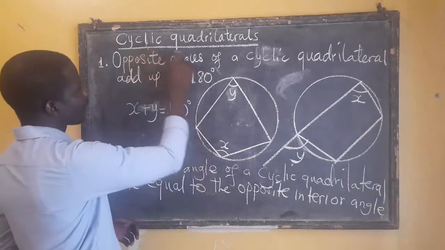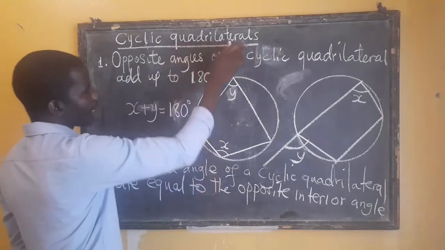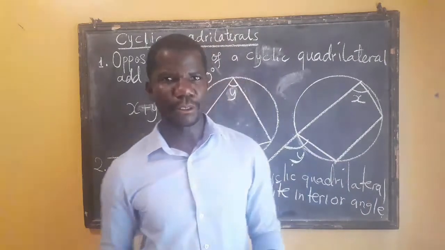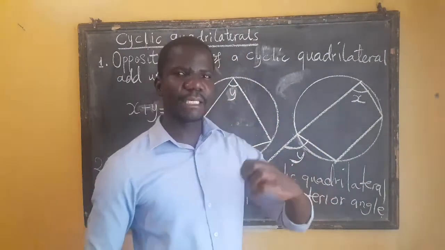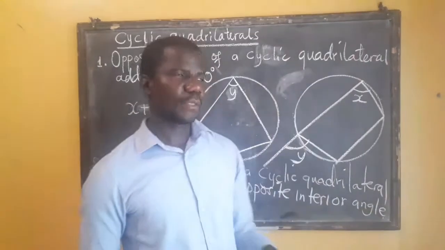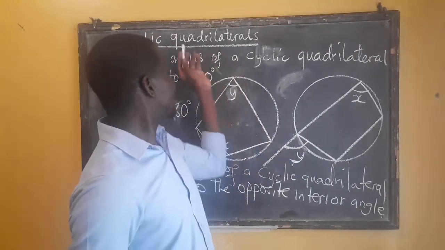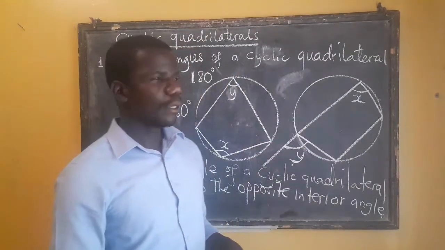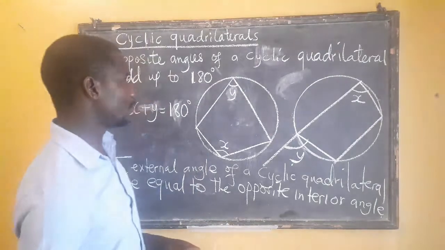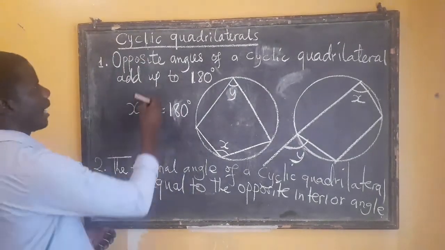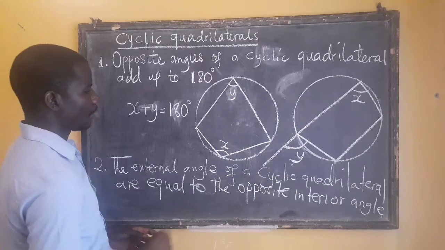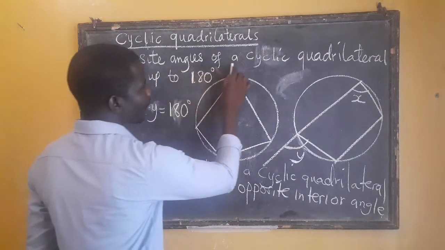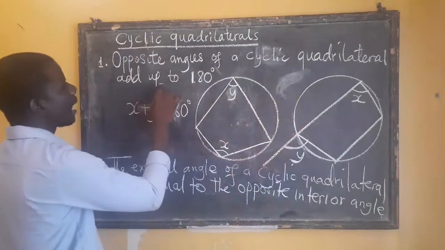What is a cyclic quadrilateral? First of all, a quadrilateral is a four-sided polygon. But now that we are talking about a four-sided polygon in a circle, that is why we are calling them cyclic quadrilaterals. It means a quadrilateral in a circle. So we've got two theorems that we're going to look at under cyclic quadrilaterals. The first one says opposite angles of a cyclic quadrilateral add up to 180.